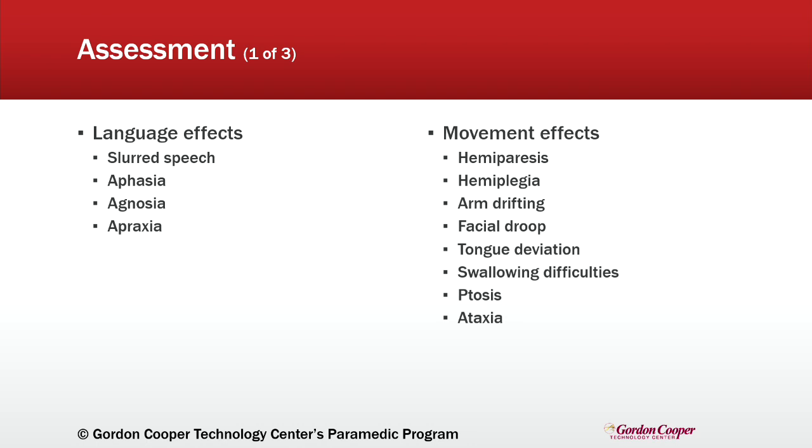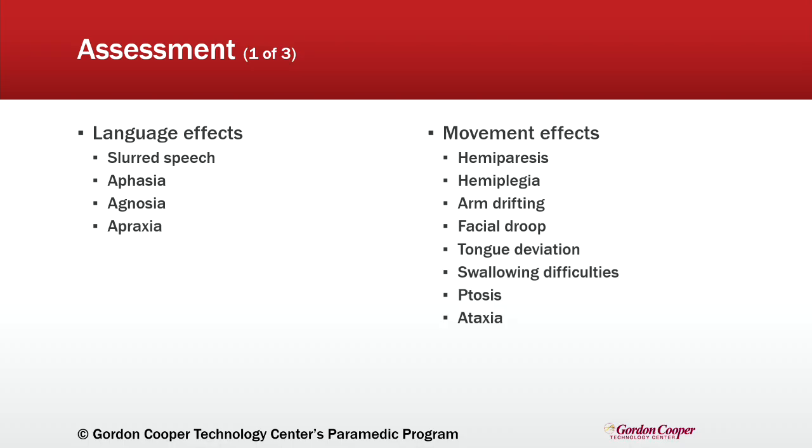Slurred speech, aphasia, or trouble understanding or speaking when they don't understand what somebody is saying. It's called aphasia. When they have trouble recognizing things or other people, it's called agnosia. And apraxia is when they have problems coordinating movements, the movements needed for speech. They just have difficulty with that.